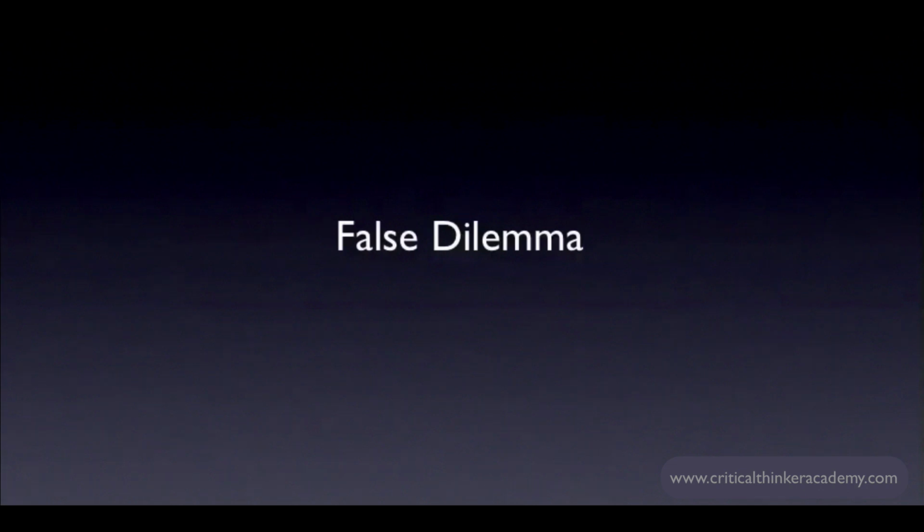False dilemma is also known as false dichotomy. I've also heard it called the either-or fallacy. You're given two options and told that you should certainly reject one of them, so you're forced to accept the remaining option. This is a fallacy when the options you're given don't include all the real options.